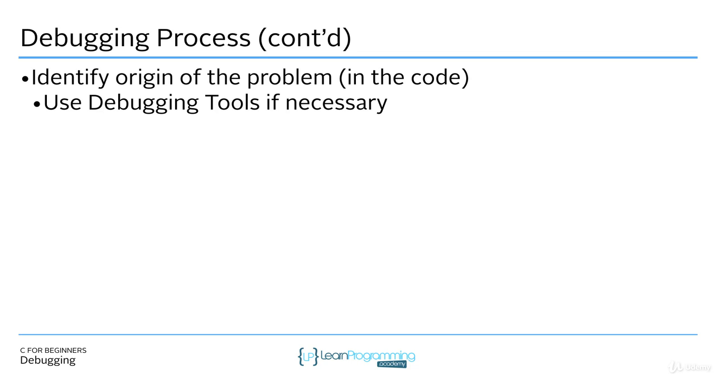We're going to run through the debugger in Code::Blocks. I'll show you how to add breakpoints. I'll show you how to set up a watch so you can look at variables as they change, and also then step through the code.